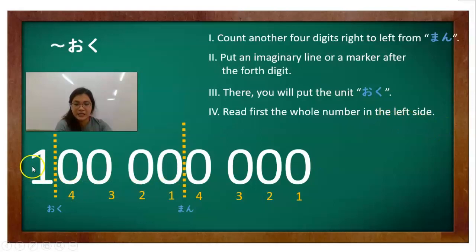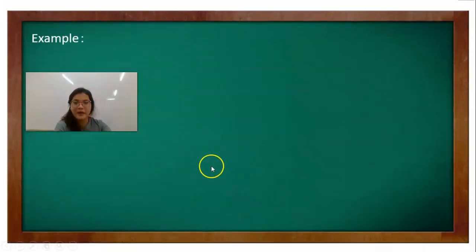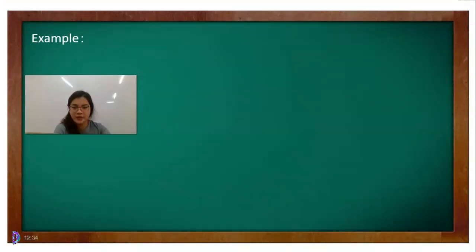So this is ichi oku. Okay, this is read as ichi oku. So again, count another 4 digits from right to left from man. So this is man. Then let's count 4. 1, 2, 3, 4. Then put an imaginary line and put oku as a unit, and then read the whole number on the left side. So this is ichi oku. And how about this example? How do you read this number?